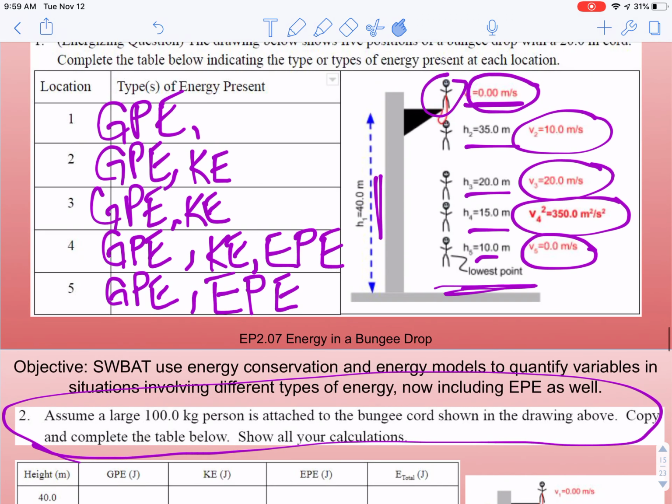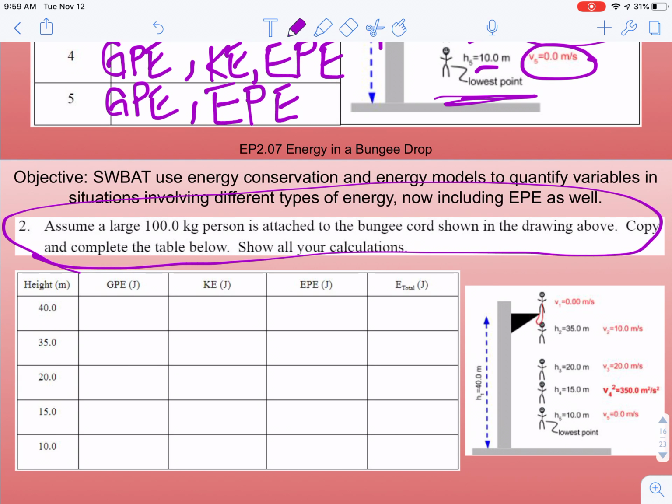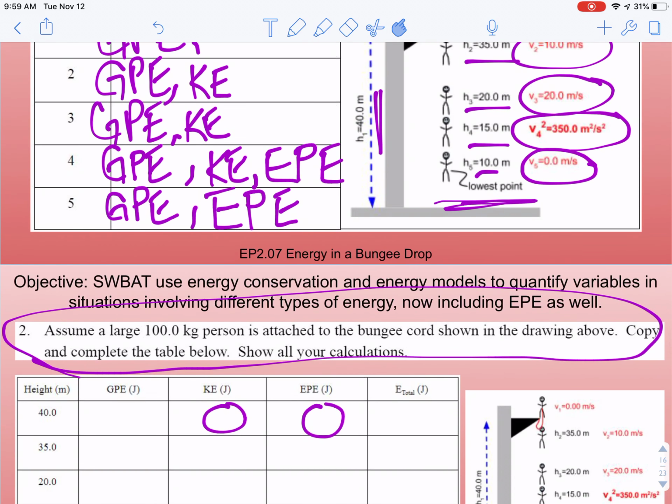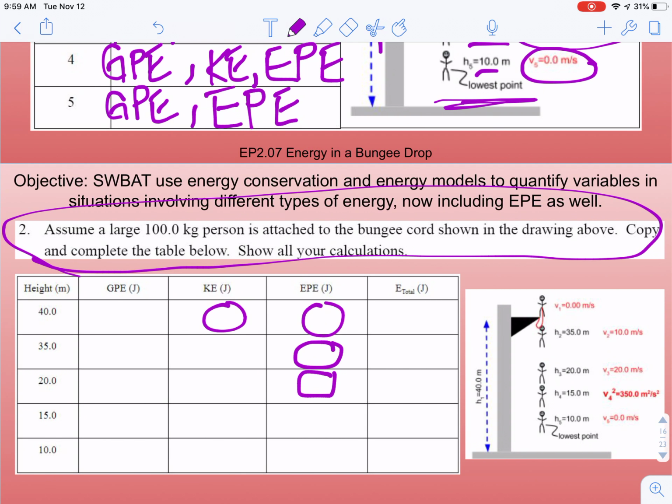Okay, so I'm going to go back up here, and I'm going to start by filling in my zeros. I know at point 1 there's only GPE. So let's go to the table for the height of point 1, and there's only GPE, so we've got zeros here. Point 2 has GPE and KE, so I know there's no EPE there. Point 3 has GPE and KE, so there's no EPE there either. Point 4 has all 3, so I can't write any zeros in. And point 5 has GPE and EPE, no KE.